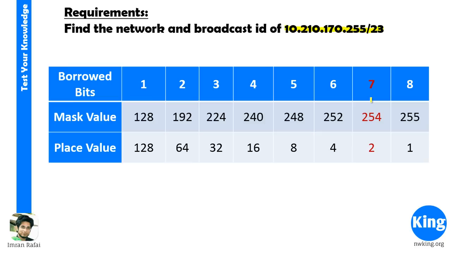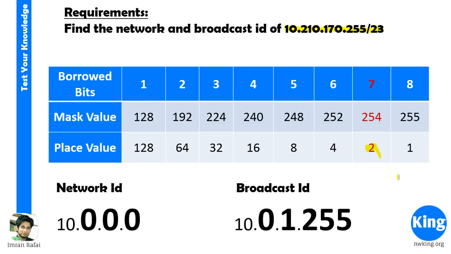We're not bothered about the 15 ones. What we are bothered about is slash 23. The 23rd bit comes in which octet? If you count, the 23rd bit comes in the third octet, and it is the 7th bit of the third octet, which has a place value of 2. So how do we do this? We start with the first network ID, 10.0.0.0.